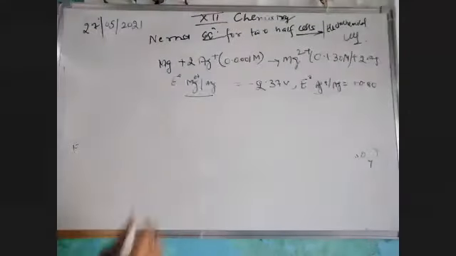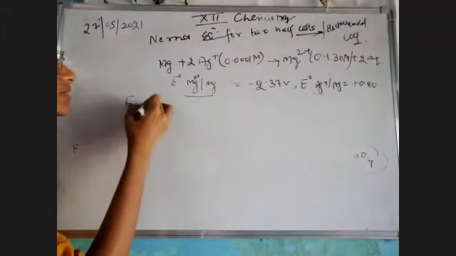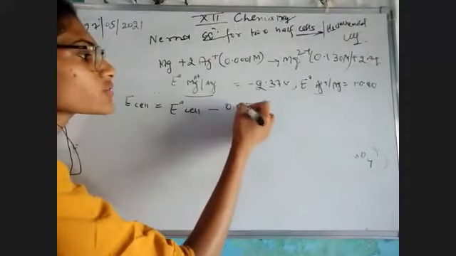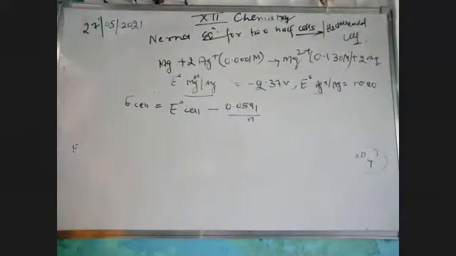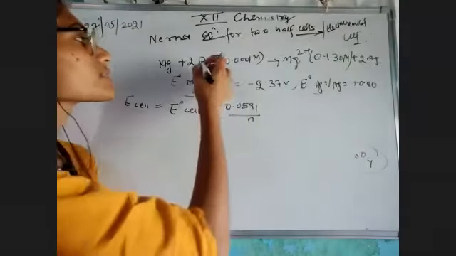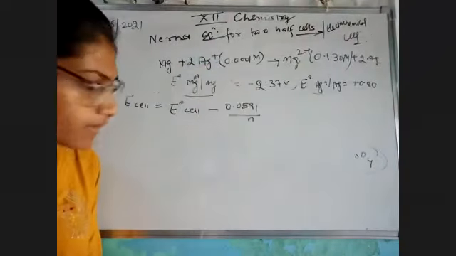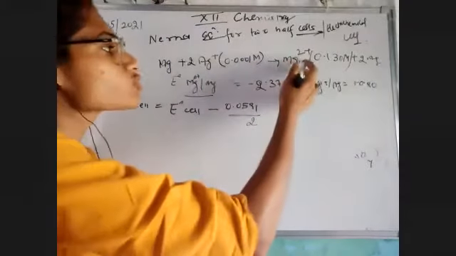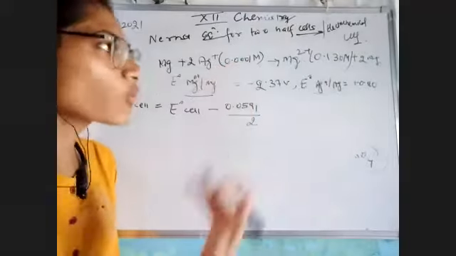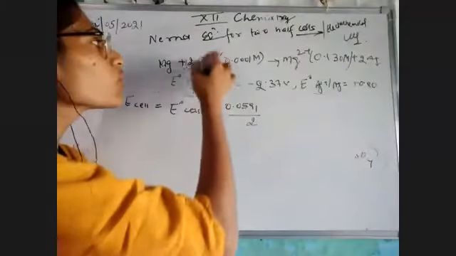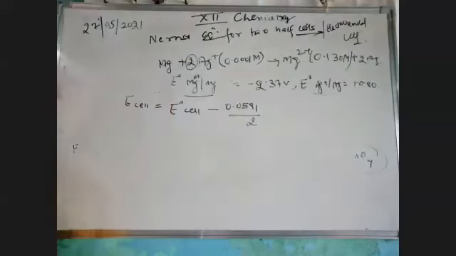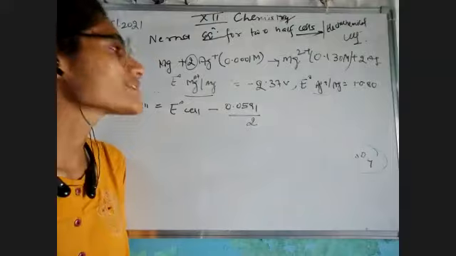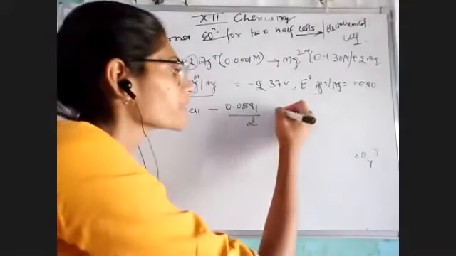Okay, so now let's solve with the equation E cell equals E naught cell minus 0.0591 divided by n. What is n over here? This is equal to 2. How? Because magnesium is releasing 2 electrons and silver is gaining 1 electron. But for 2 moles, that would be 2 multiplied by 1. That is n equals 2. I hope I'm clear with this. E equals E naught cell minus 0.0591 divided by 2 log.